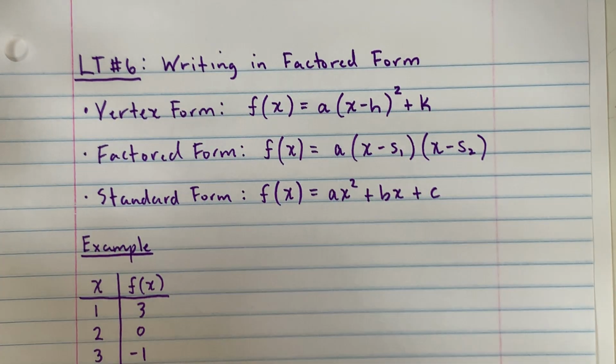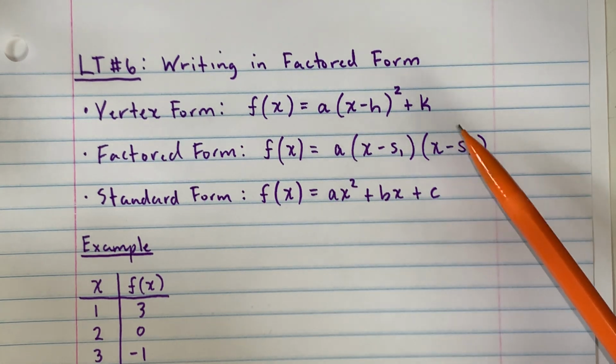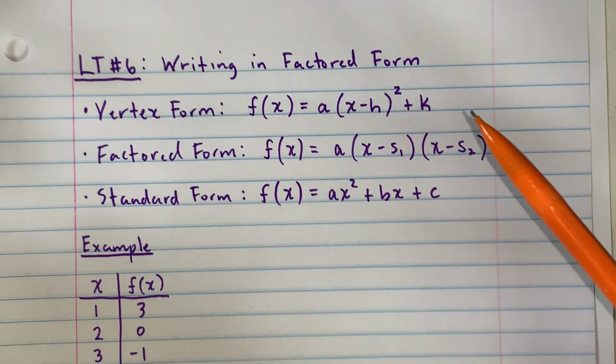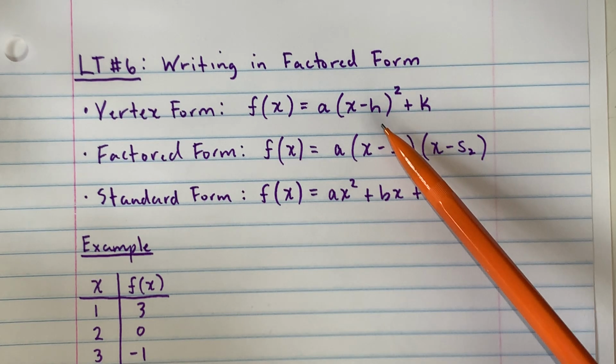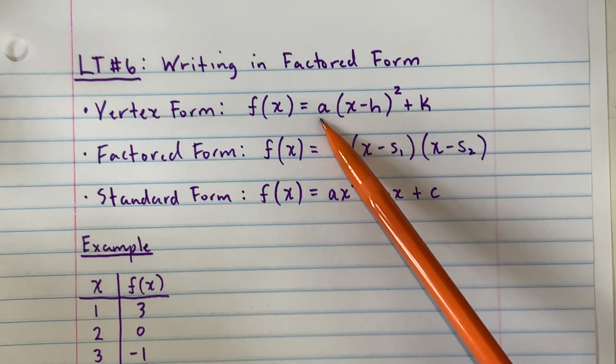Okay, so this is learning target 6. We're going to be writing in factored form. So far we've worked with vertex form. That was last week, and then a little bit on Monday. Remember, with vertex form, we can see the a value.